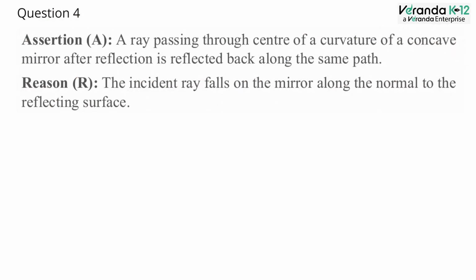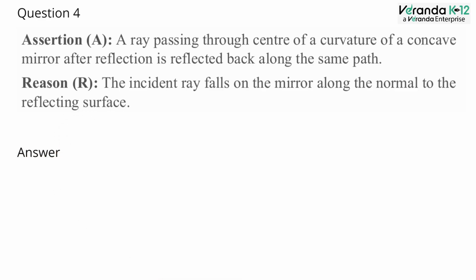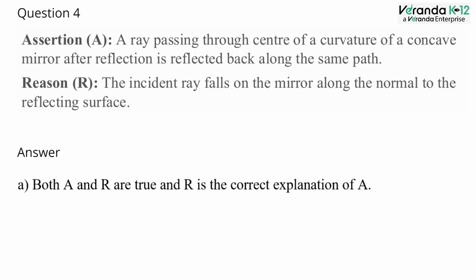Moving on to question 4. It is an assertion reason question. The assertion goes like this: a ray passing through the center of curvature of a concave mirror, after reflection, is reflected back along the same path. Reason: the incident ray falls on the mirror along the normal to the reflecting surface. The answer is option A. Both A and R are true and R is the correct explanation of A. The reason is that the ray passing through the center of curvature of the concave mirror forms the normal to the reflecting surface.